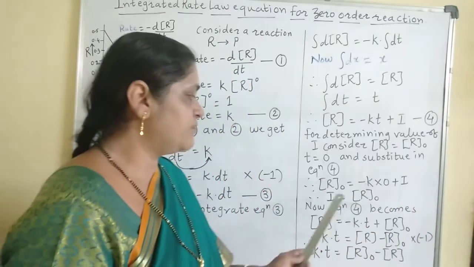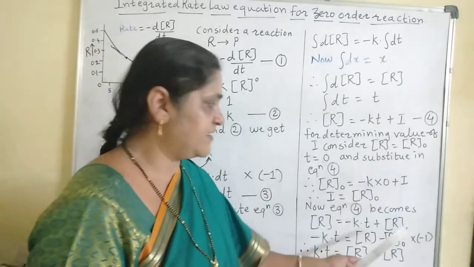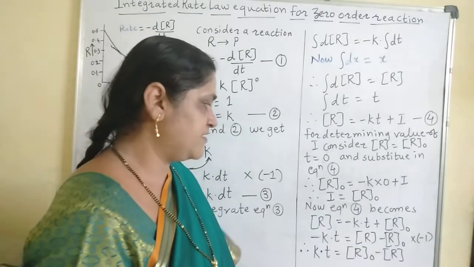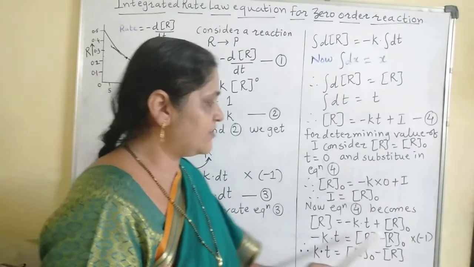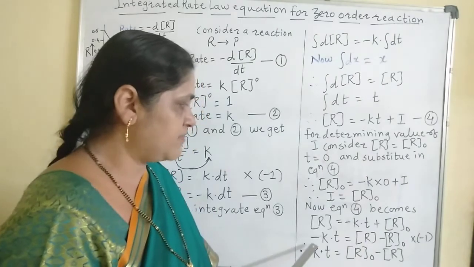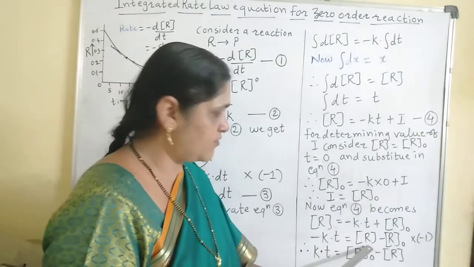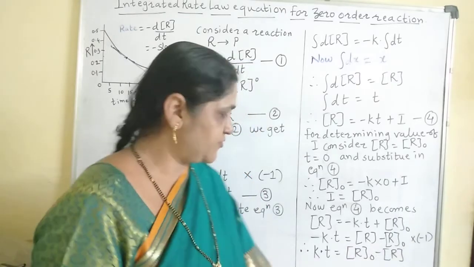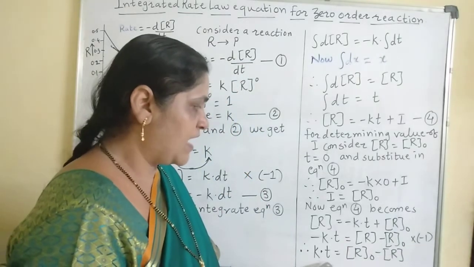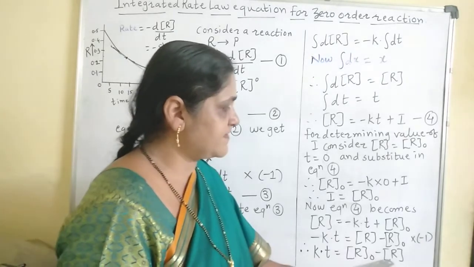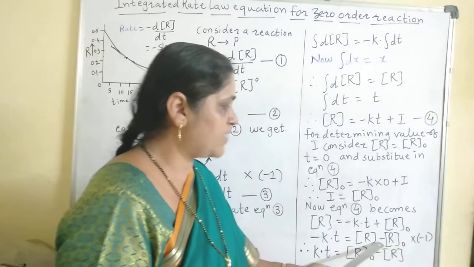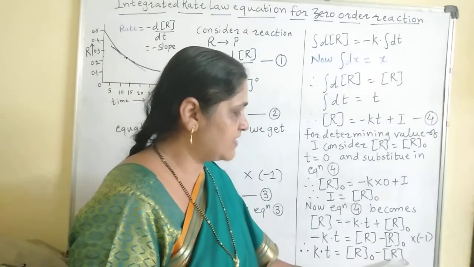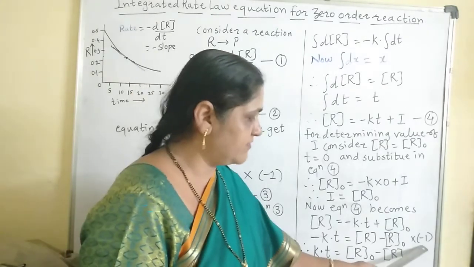Now I am going to multiply this equation by minus 1 after making some necessary arrangements. I have transferred KT to this side and R to this side, so the equation becomes minus KT is equal to concentration of R minus R0. Now I multiply it by minus 1 so that KT becomes positive and is equal to R0 minus R, because minus 1 into minus becomes positive.